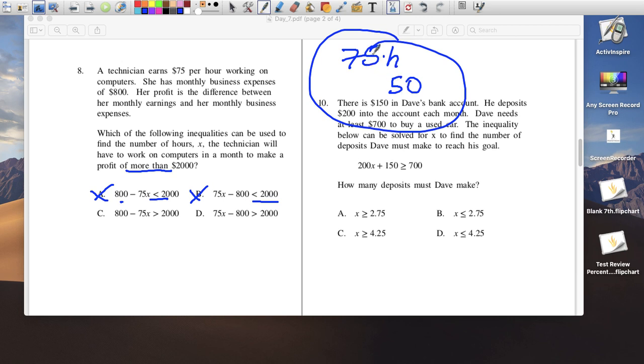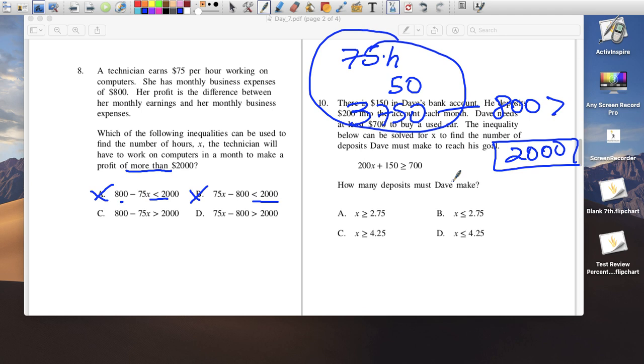So if she works 50 hours that particular month, just as an example, 75 times 50, she's going to make $3,750. And what do you do next? Well, you're going to subtract your expenses. In this case, your expenses are what? $800 every month, right? And whatever's left over, she's going to figure out if it's greater than 2,000, right? Because that's whatever is left over after paying expenses. She obviously needs 2,000 to pay her bills, like rent, food, and whatever else.